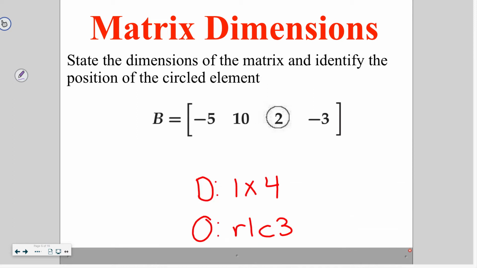Dimensions are 1 by 4. There's only one row and there are 4 separate columns. And then our circled element is in row 1, obviously, since there's only one row, and column 3.